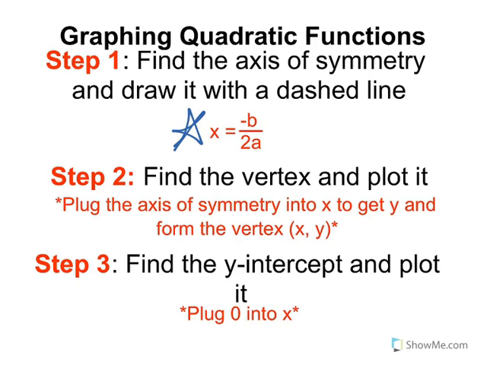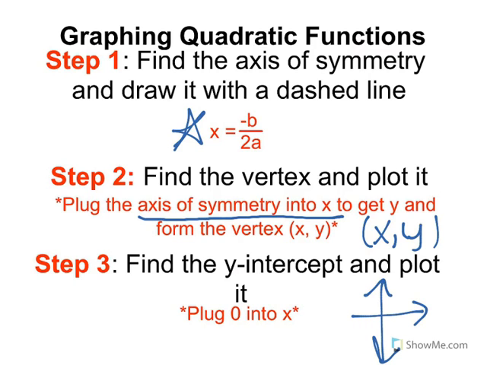Then after we find the axis of symmetry and draw it, we're going to find the vertex, and we find that by taking the x value from above and plugging it in, or substituting it in, to get the y value, and that gives us our point, x comma y. And then we're going to find the y-intercept and plot that. If you're looking at a graph, our y-intercept would be a point where the graph goes through the y-axis. So to find the y-intercept, you plug 0 in for x.